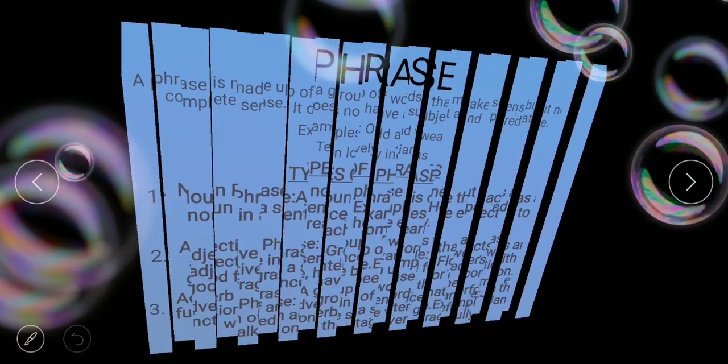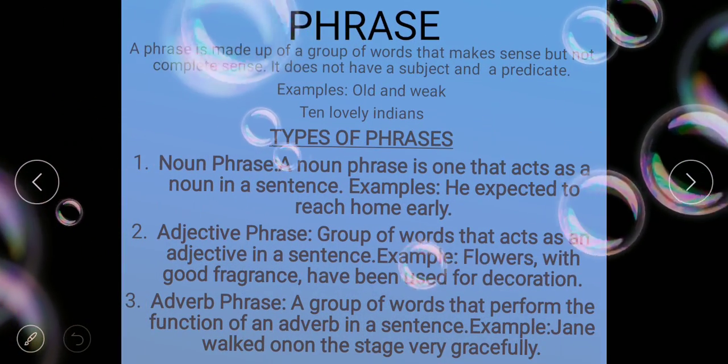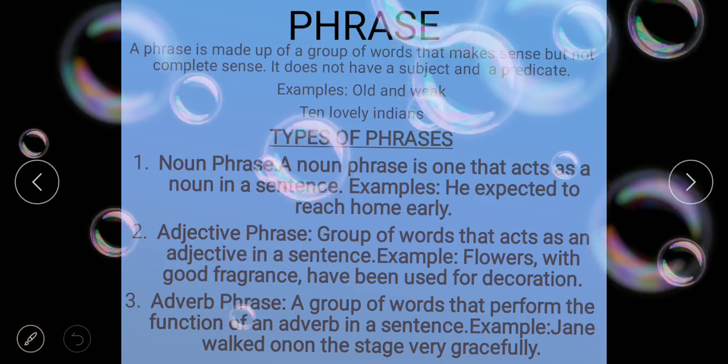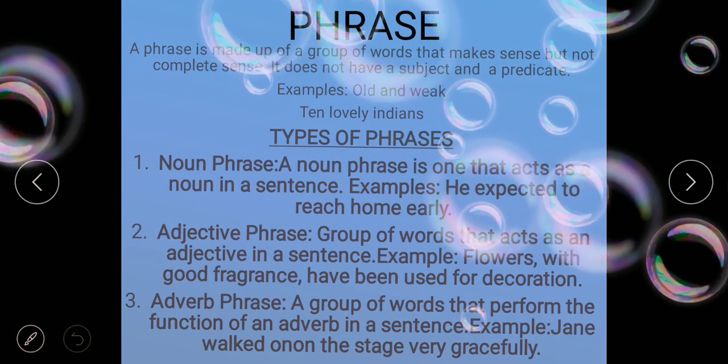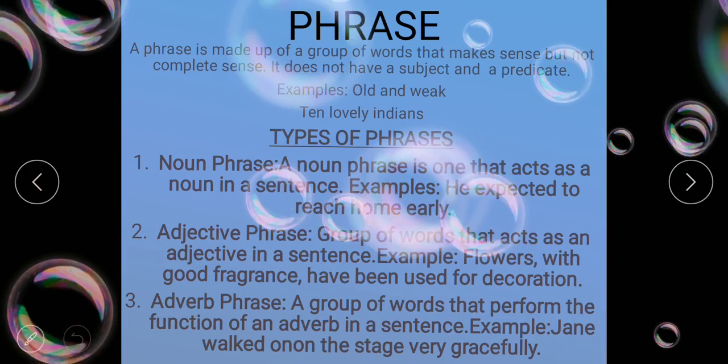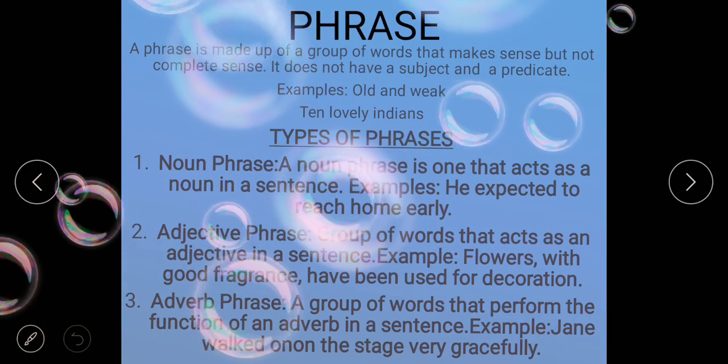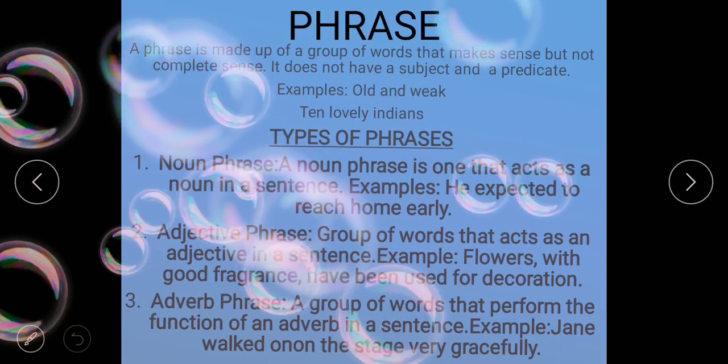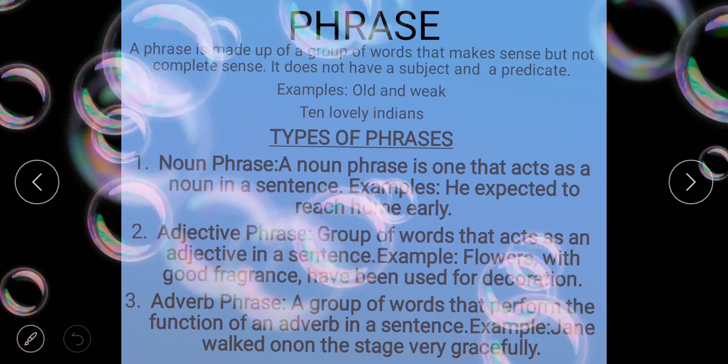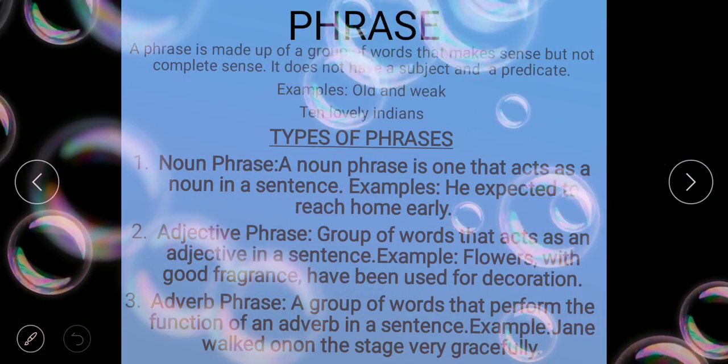Phrases. A phrase is made up of a group of words that make sense but not complete sense. It does not have a subject and a predicate. Examples: old and weak, ten lovely Indians, a good football player. Okay, these are the examples of phrases.